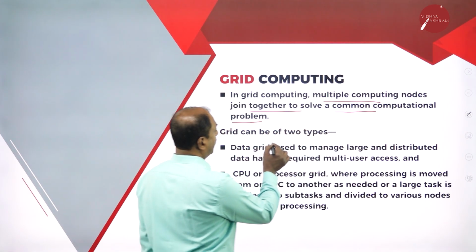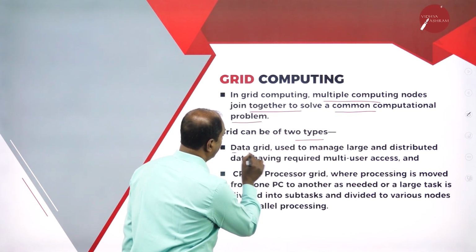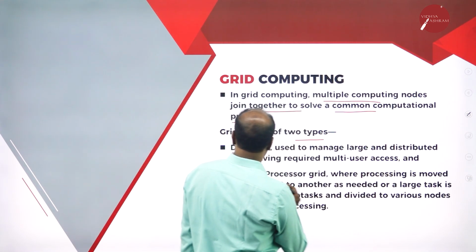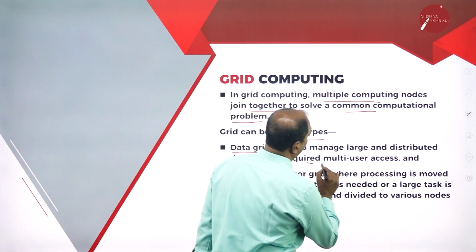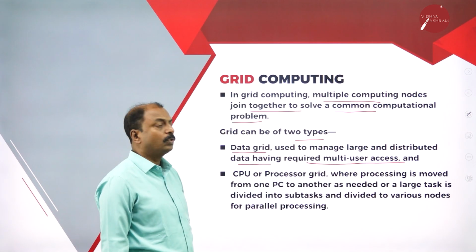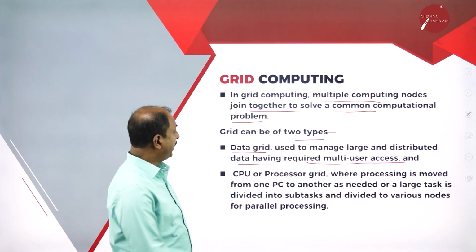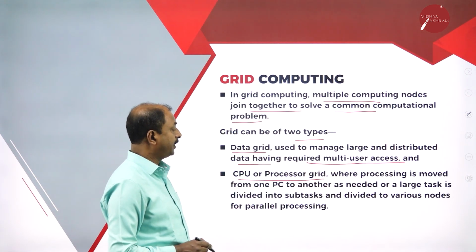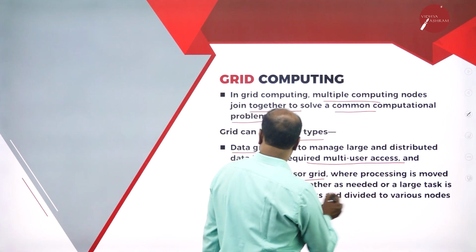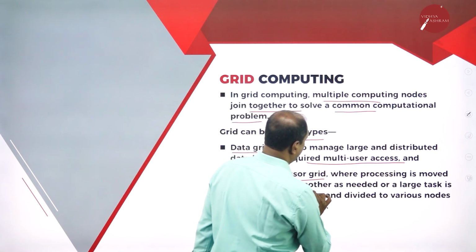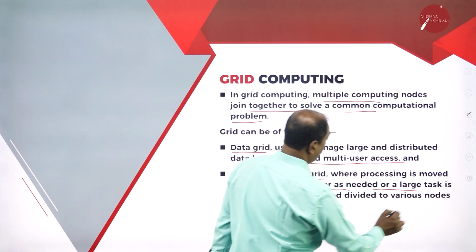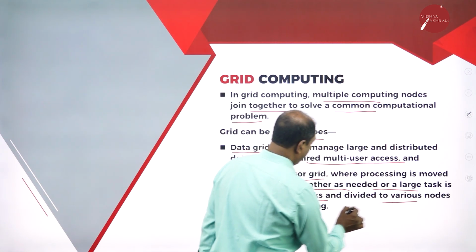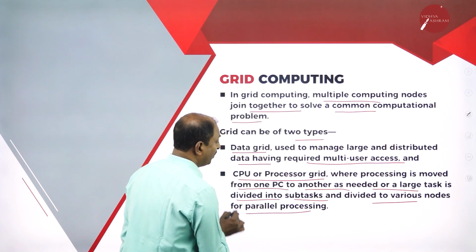Grid can be of two types. One is a data grid. So what is a data grid? It is used to manage large and distributed data requiring multi-user access. It's going to manage the data. And the CPU or processor grid is another type, where processing is moved from one PC to another PC as needed, or large tasks are divided into subtasks and distributed to various nodes for parallel processing.